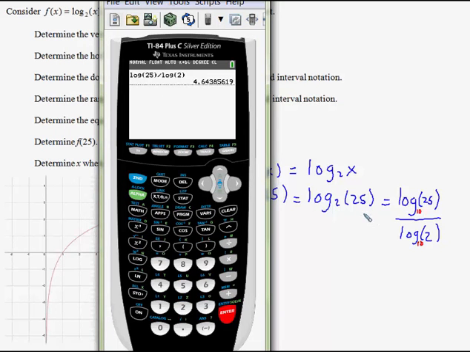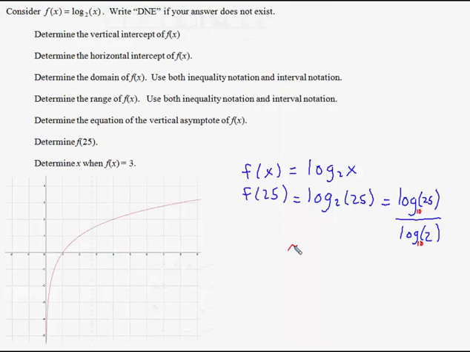So I'm going to say f of 25 is this. This is the exact answer. Or if you want, that's approximately 4.64. So either answer you prefer. Log base 2 of 25 would be the exact answer. The approximate answer would be f of 25 is approximately 4.64.